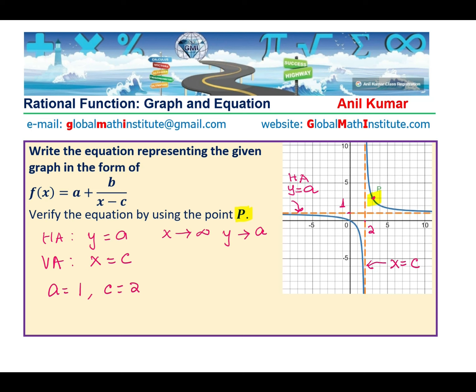To find the value of b, you can substitute the value for x, correct? For that particular value of x, which is 3, you should get the y value, which is also 3. Then you get the value of b. You understand this strategy, correct? That is how we are going to solve all these questions. We'll have a couple of graphs for you to practice. I hope you have understood this strategy.